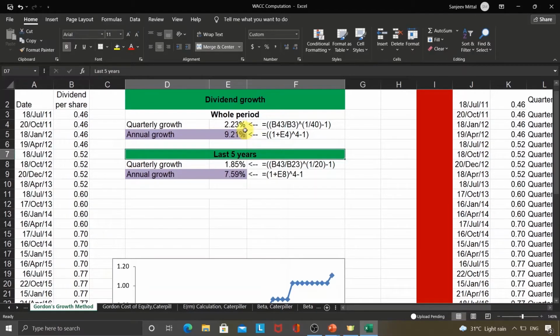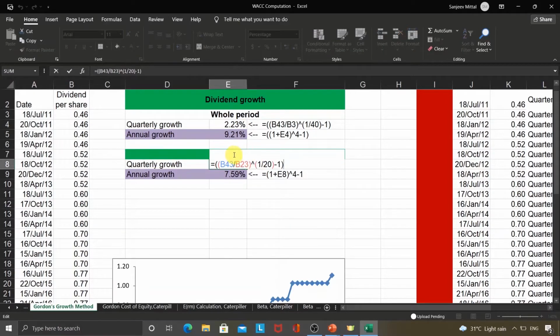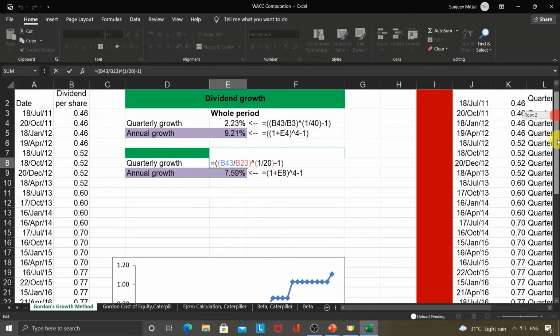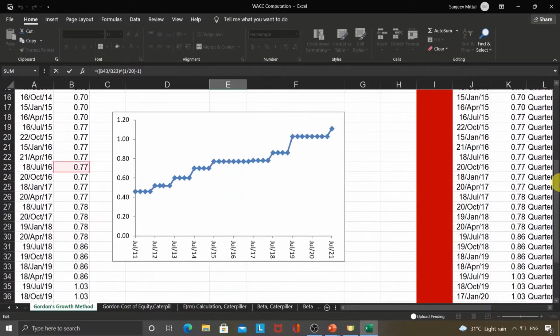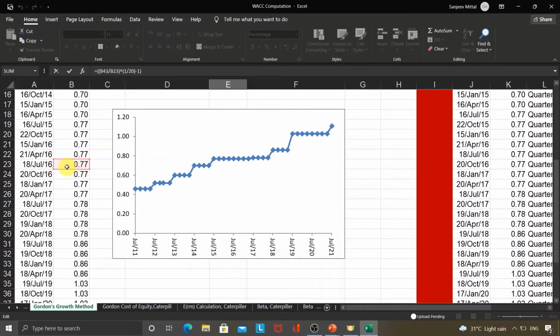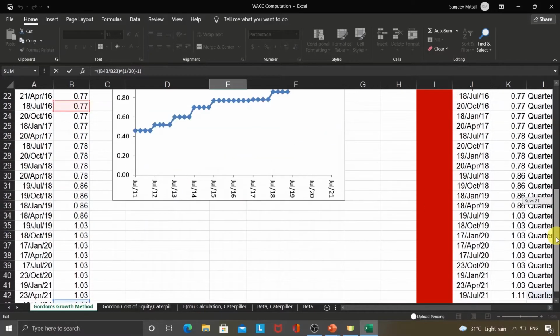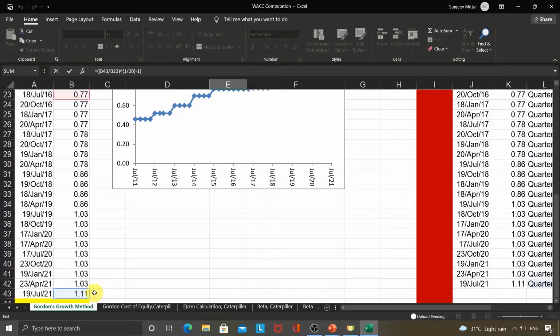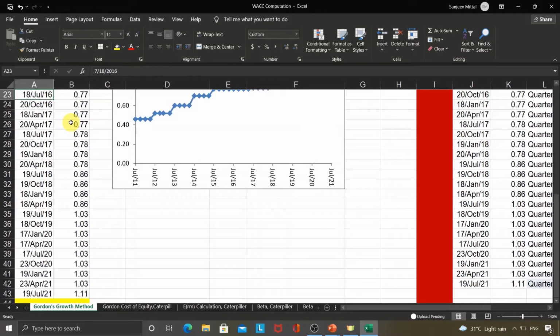And if you see how the 5 years growth rate has been calculated, it is B43 divided by B23. If you go here, you will see that this is the dividend of 2016, which is $0.77, and there is another dividend, the latest dividend, which is 1.11, in 2021, which means that we have seen the growth rate from 2016 to 2020 for 5 years.